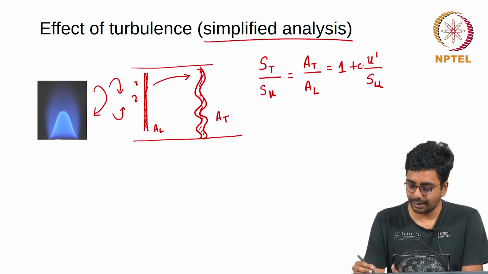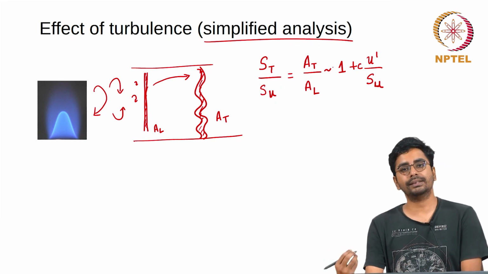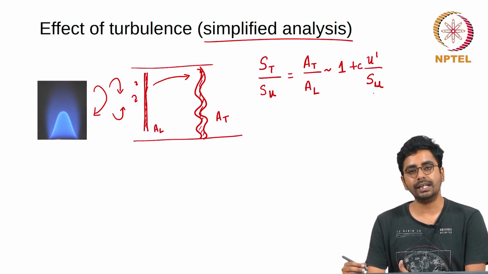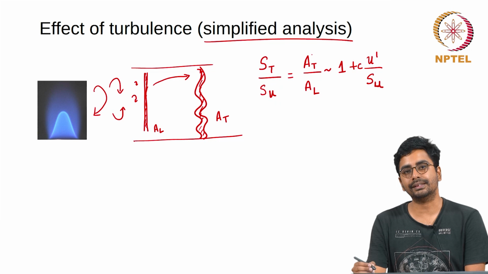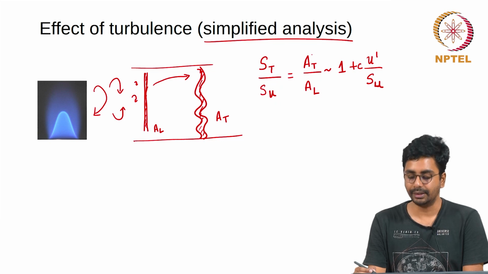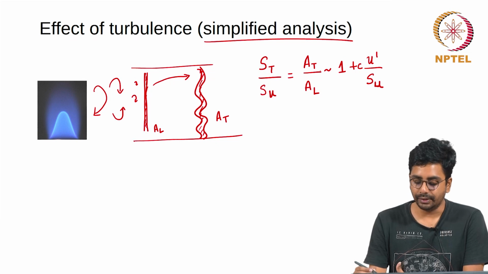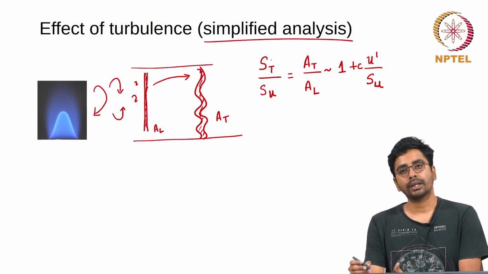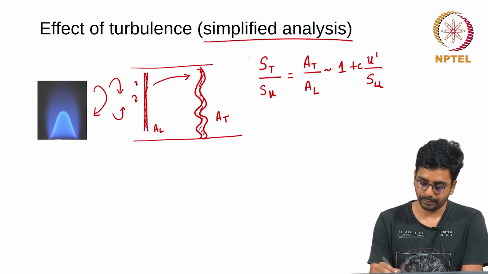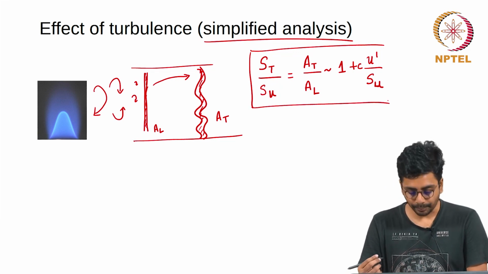In the simplest form, in a simplified analysis of the effect of turbulence, the best way to see the effect of turbulence is that it increases the surface area for the same cross section, thereby increasing the consumption rate of the fuel oxidizer, which effectively reflects as an increase in the flame speed. So the turbulent flame speed ST is equal to SU times 1 plus a constant times u dash by SU. Okay. Of course keep in mind that this is a very simplified picture.